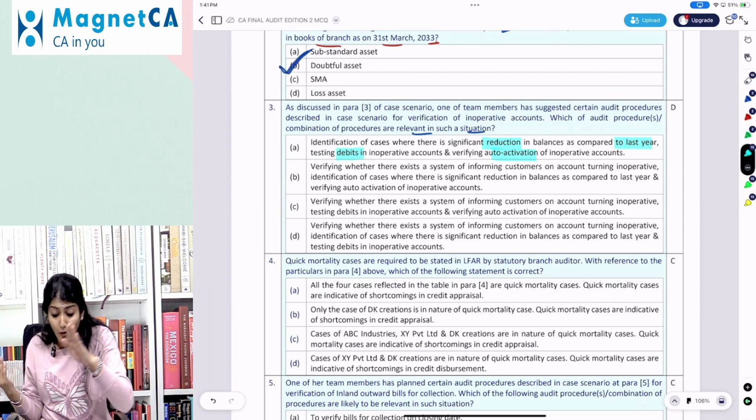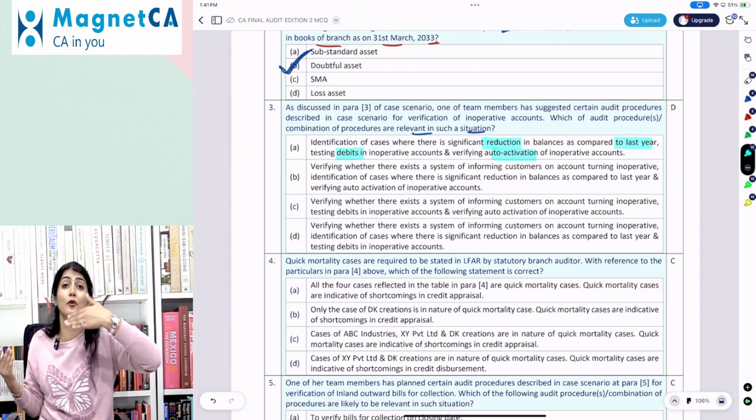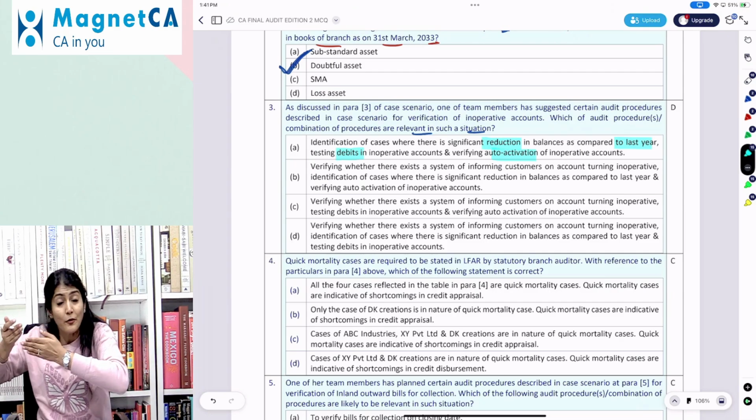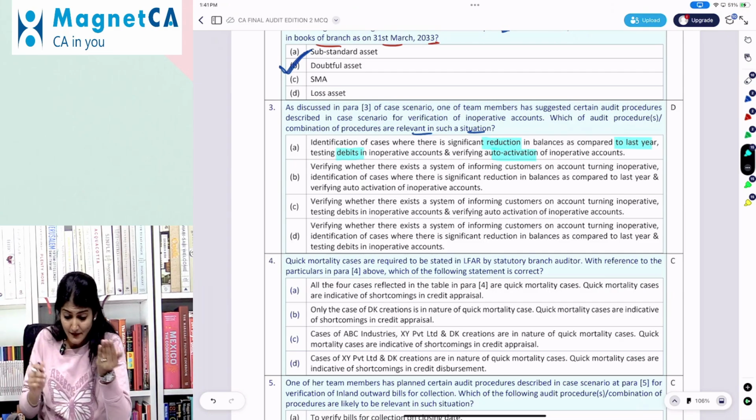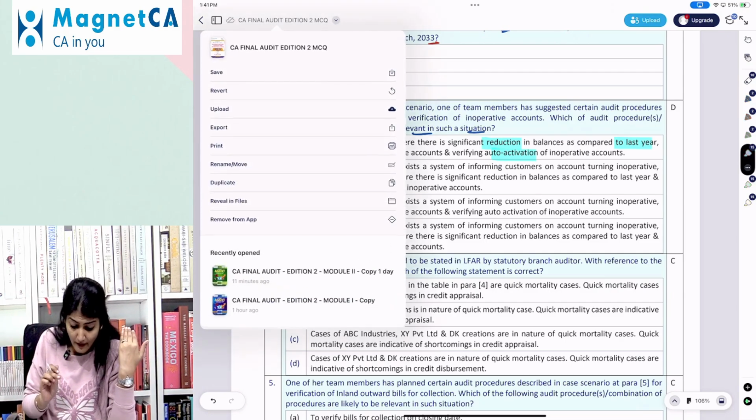Rather, there should be no auto activation of the inoperative accounts. They should be revived only with the proper authority. Remember, they should be revived only with the proper authority.